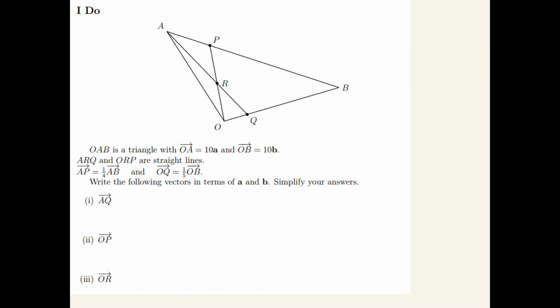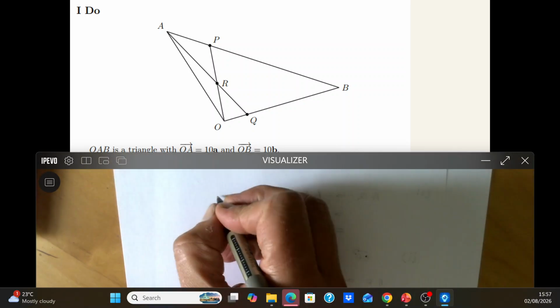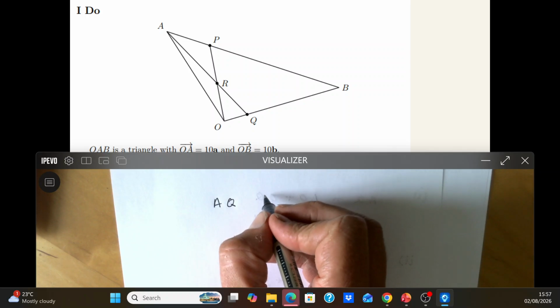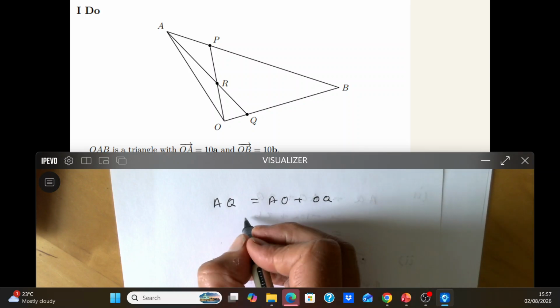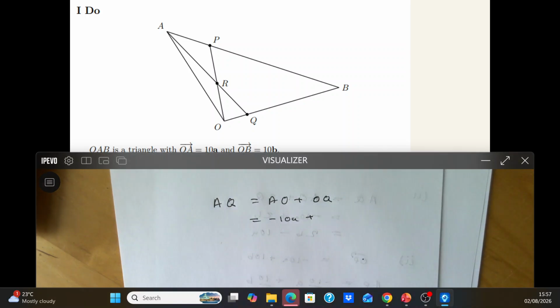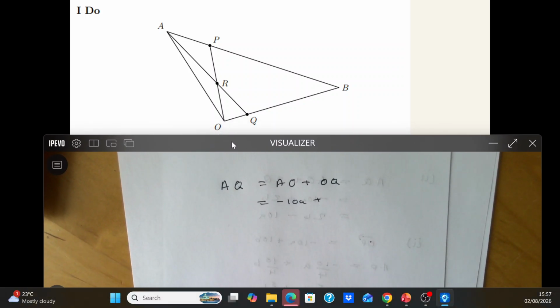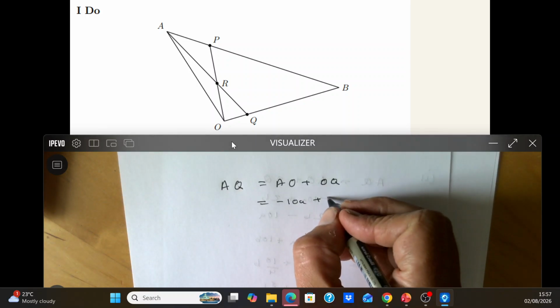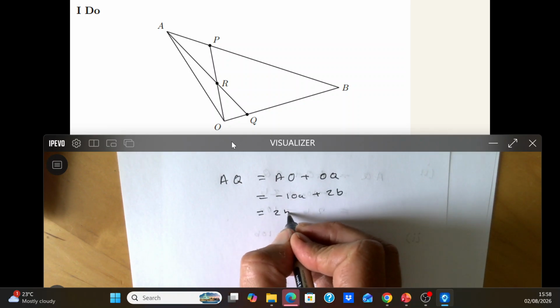So the first thing we have to do is find AQ. AQ equals AO plus OQ, which is minus 10a plus one fifth, because it says in the question, of OB. So that's plus 2b, which I can write as 2b minus 10a.